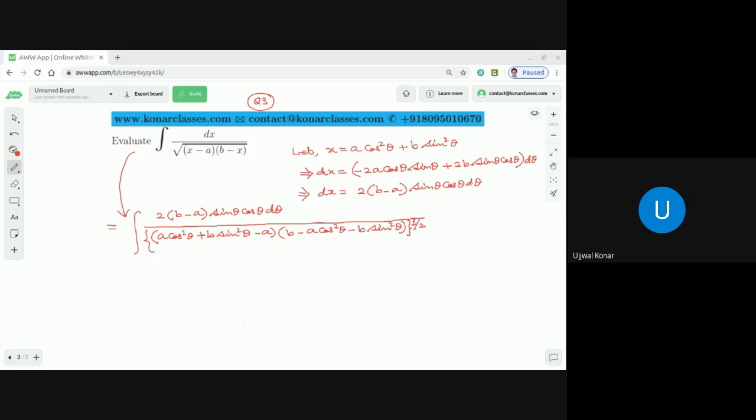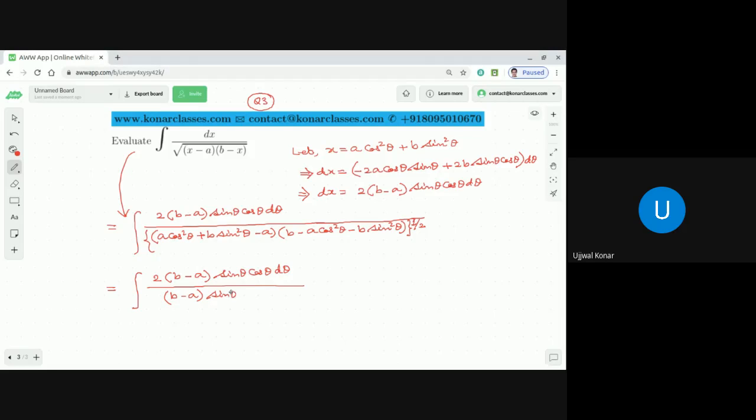So now we can simplify this further. So 2 into integration, the numerator stays as it is, 2(b minus a) sine theta cos theta d theta, divided by, you see, a cos square theta minus a. So that becomes a minus a cos square theta. Correct or not? Yes. So b minus a into what you get? Sine square theta. Again here it is b minus a sine square theta cos square theta. Then if you remove the square root, finally you will get b minus a into sine theta cos theta.